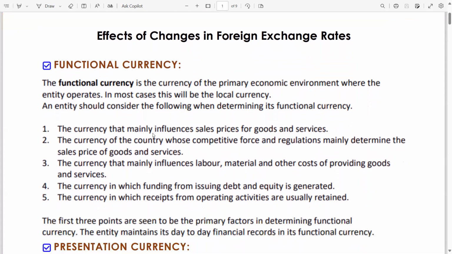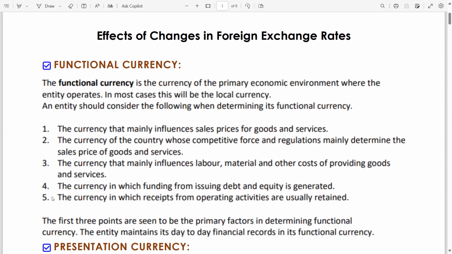One, the currency that mainly influences the sales price for goods and services, that is, the currency of the country whose competitive forces and regulations mainly determine the sales price of goods and services. Two, the currency that mainly influences labor, material, and other costs of providing goods and services. These first 3 points are the primary factors which you have to consider in determining the functional currency. Based on these factors, you will determine whether the functional currency is this or that.